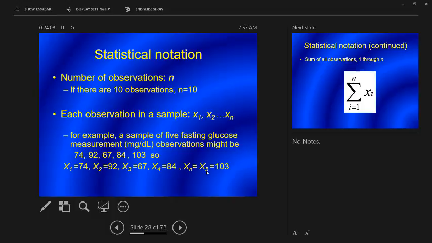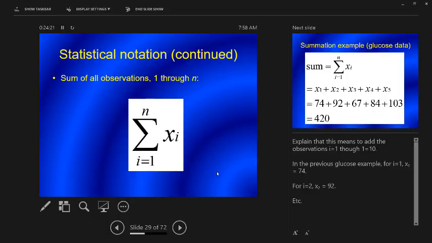Xn is x5 because we have a sample of 5 in that example, and that was 103 for the 5th patient, the last patient. So that's some statistical notation. Now that we've got our 5 x values and we measured them, this right here is the sigma, the capital sigma, and what this symbol indicates is to add or sum. So this little formula says to take all of the x values from 1 up to n and add them all up. Add up all of the x values from 1 to n.